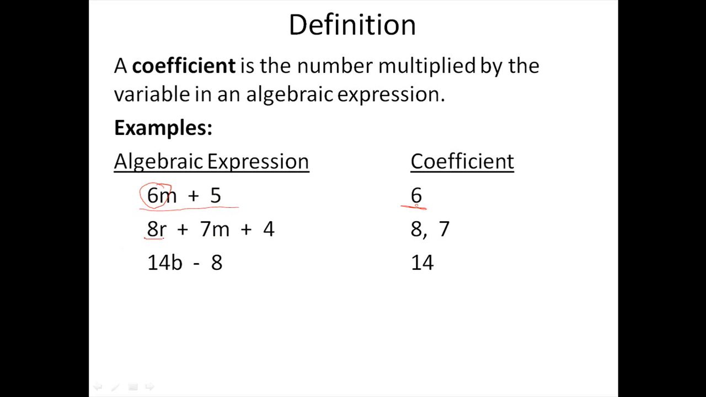Similarly, here is an algebraic expression, 8r plus 7m plus 4. 8 is the coefficient of the variable r, and 7 is the coefficient of the variable m. 14b minus 8, b is a variable, so the number multiplied to it is 14, therefore 14 is the coefficient of b.